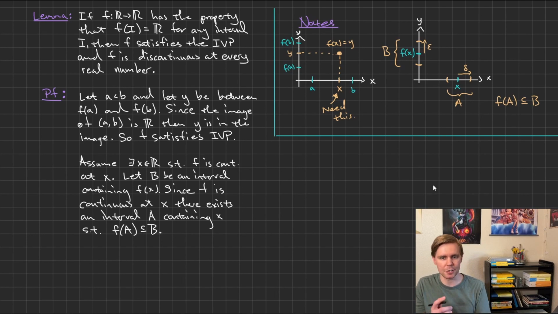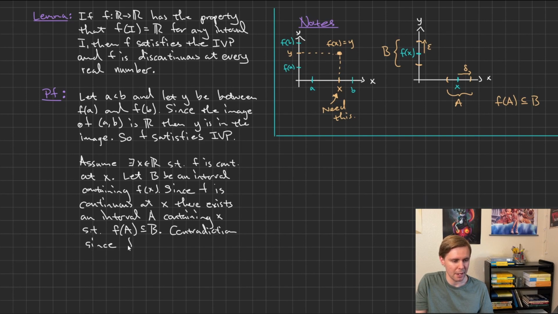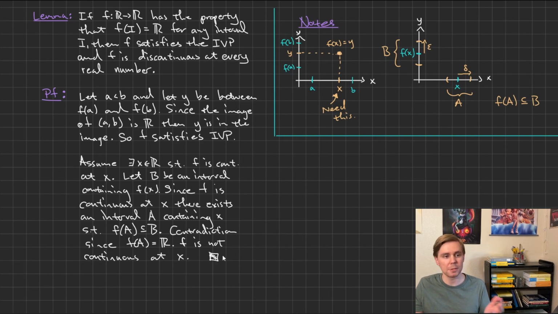But this is a contradiction. This cannot happen because we already know that the image of a is all real numbers. So this is a contradiction, since f of a is equal to all real numbers. And so that means that f is not continuous at x. And then that's it. That finishes the proof. Since x was arbitrary, that means that this function cannot be continuous anywhere.